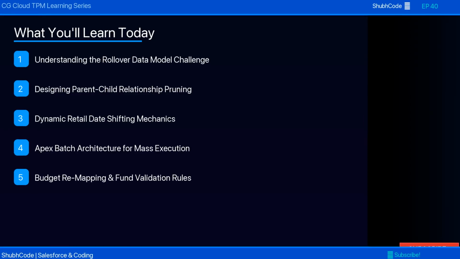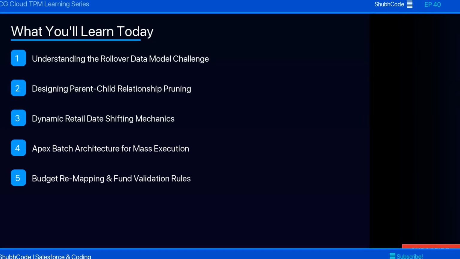Here's what we're covering today. Understanding the rollover data model challenge, then designing parent-child relationship pruning, then dynamic retail date shifting mechanics, then Apex batch architecture for mass execution, then budget remapping and fund validation rules. Stay for the last one, it's the piece most tutorials miss.